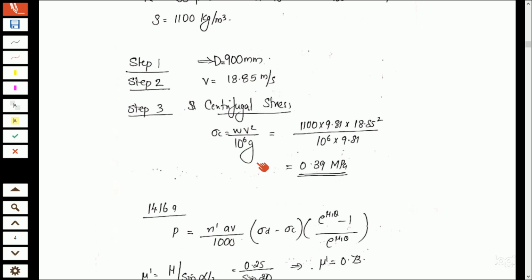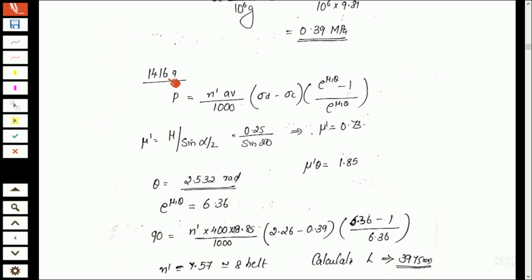What is the alteration I have to give? I am going to calculate centrifugal stress this time, because I will be using equation 14.16a for the calculation. What is equation 14.16a? P is equal to n dash a divided by AV divided by 1000. We have to use this equation. This is used only when the cross-sectional area is given. Please don't go for the calculation of n dash by the conventional means. This is how you have to solve it.